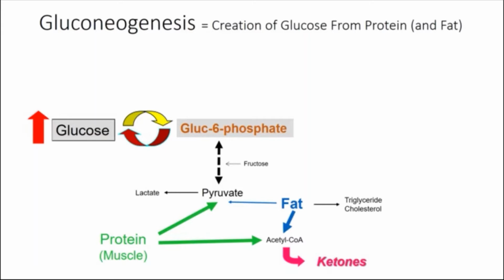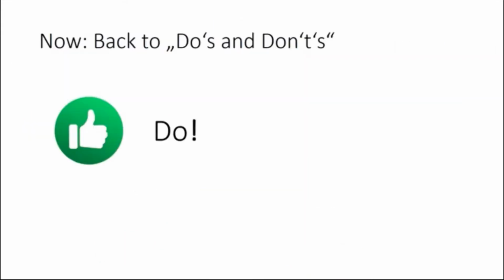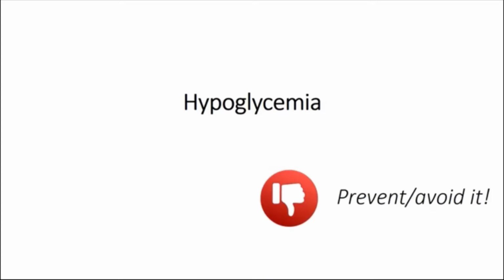And if you now only look at the blood sugar, you'll say, great, stable blood sugar, and you easily might miss a period of low blood sugar, a hypoglycemia, if you don't look at the ketones. And that's why we recommend not only checking glucose, but also the ketones. Okay, so now we are ready to go back to the do's and don'ts. The first thing you best should avoid is a period of low blood sugars, hypoglycemia.